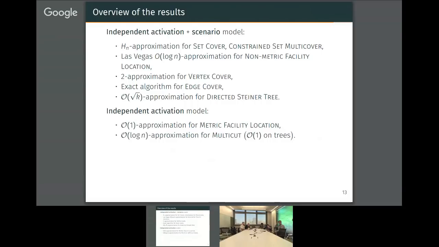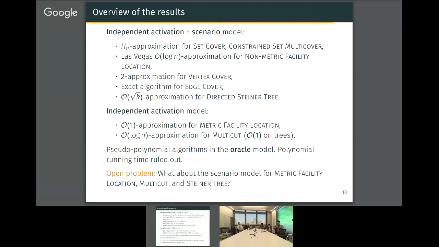And in the independent activation model, we have this constant approximation for facility location that I just showed, and in a similar framework, we can also handle multicut. We have these lower bounds for the oracle model. And the most interesting question is getting general algorithms, without this assumption of independent activation, for the rest of the problems: facility location, multicut, and Steiner tree. For multicut, the best we can hope for is a logarithmic approximation, and we will also want to have it in the scenario model. So that's it.